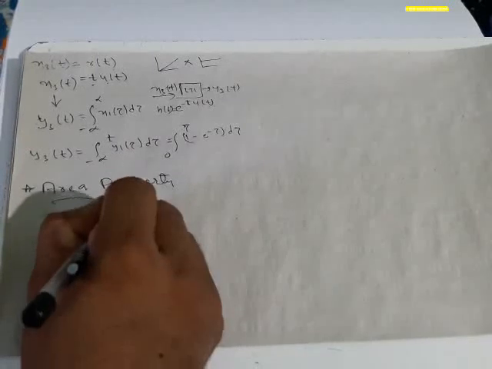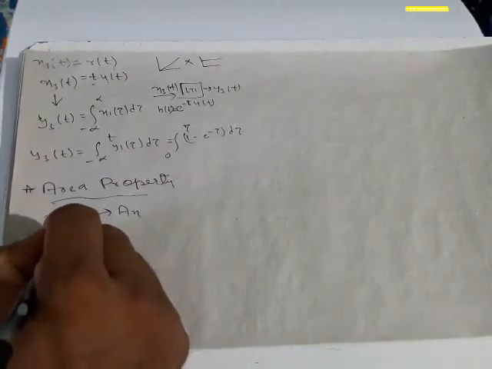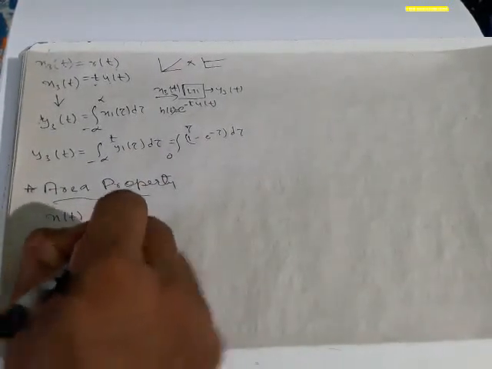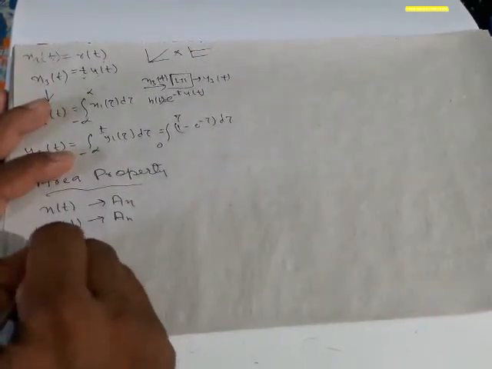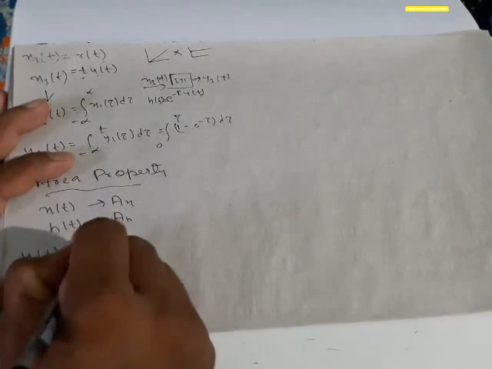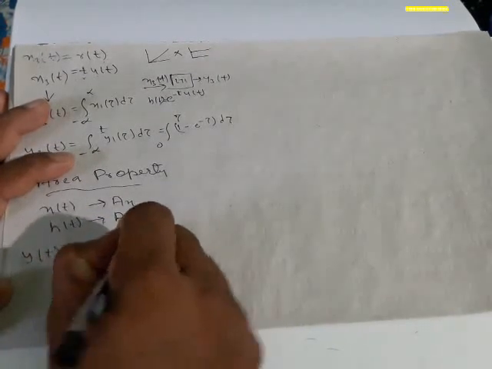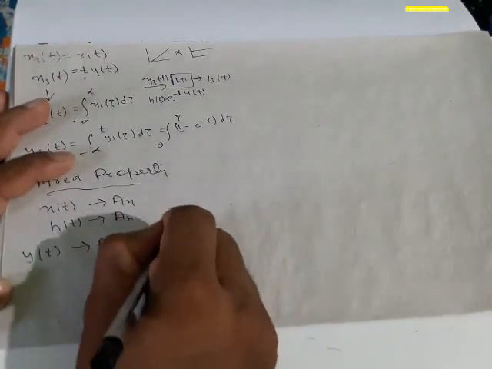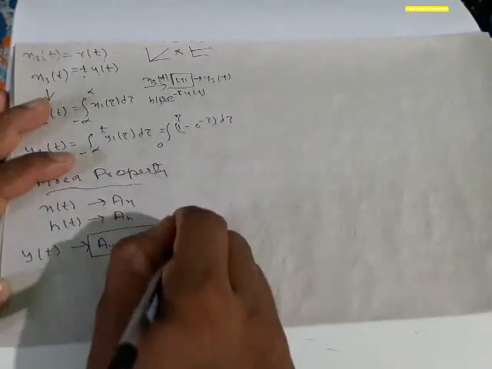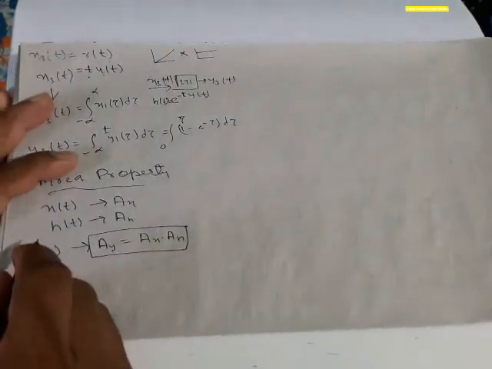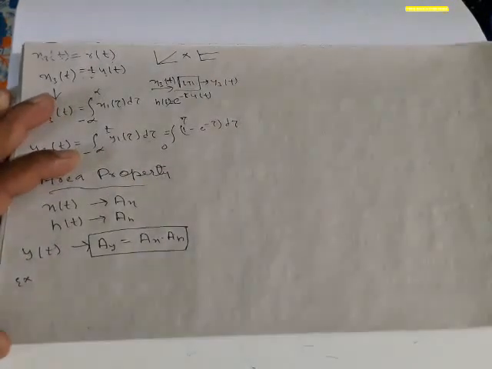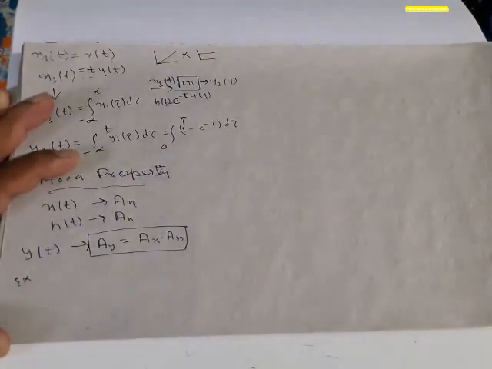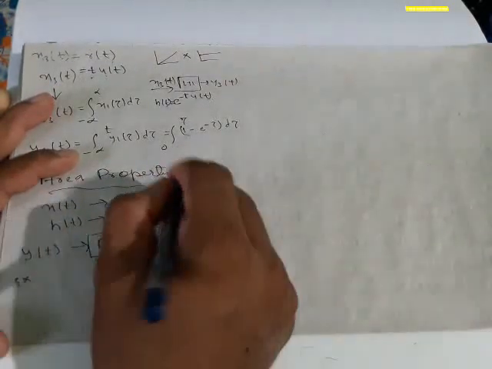Similarly, one more problem I am going to discuss. See, if exponential minus pi t square convolution with exponential minus pi t square again equals A exponential minus pi t square by 2. If its area is 1, then find this area.